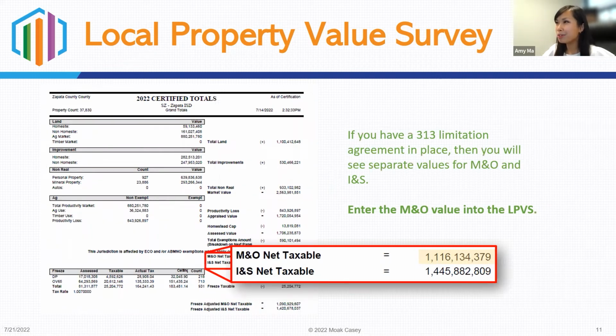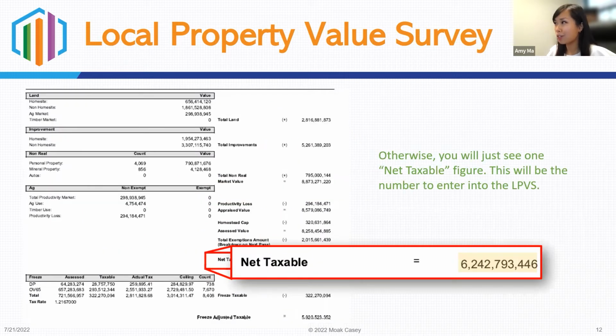Okay, this is an example for Zapata ISD. You're going to enter the M&O net taxable value from the grand totals page into the LPVS. If you have a 313 agreement in place, that's where you'll see the separate M&O and INS. If you don't have that, you'll just see this net taxable figure right here. And this is what you will enter into the LPVS from the grand totals page.